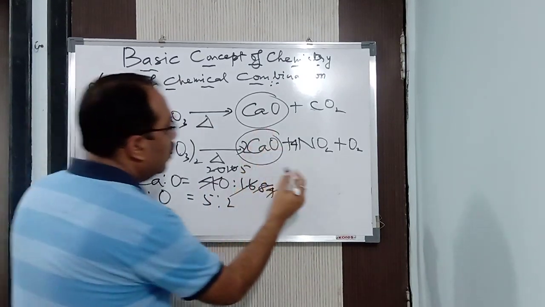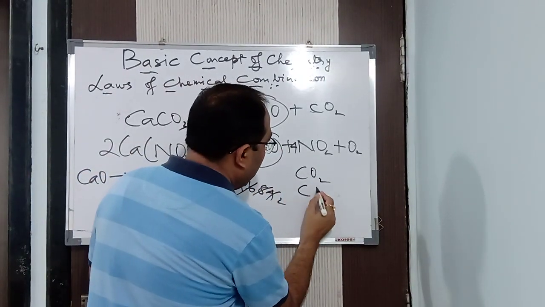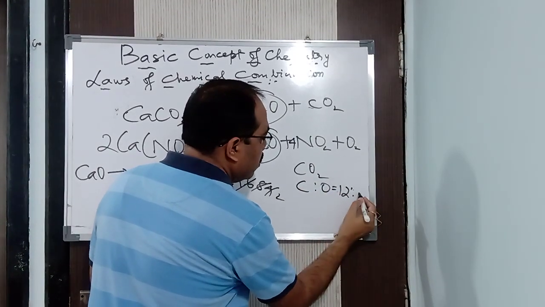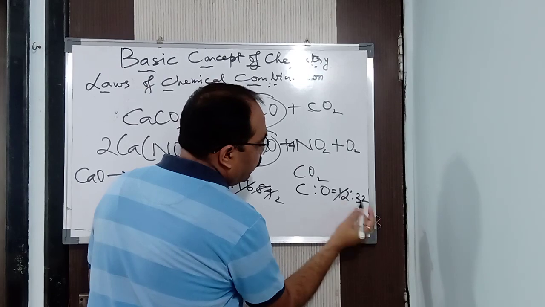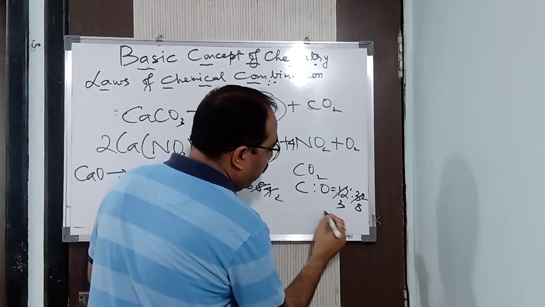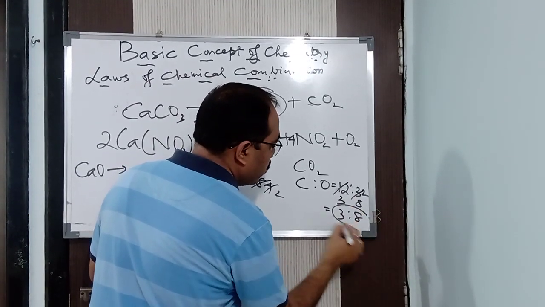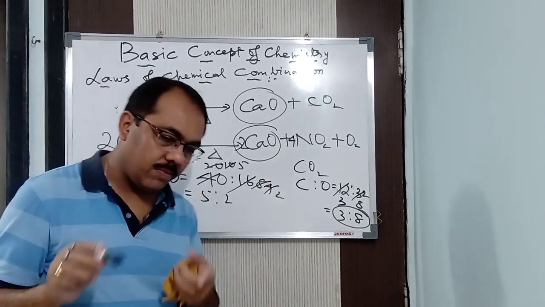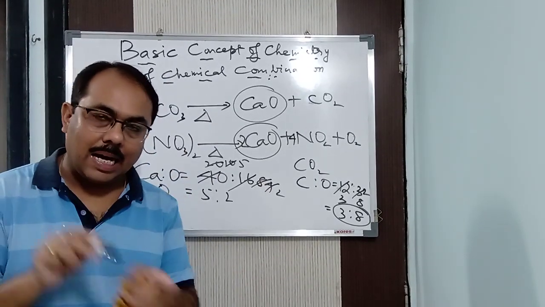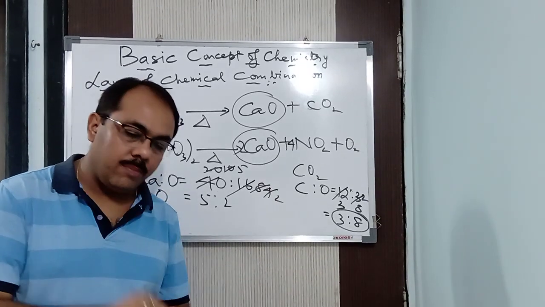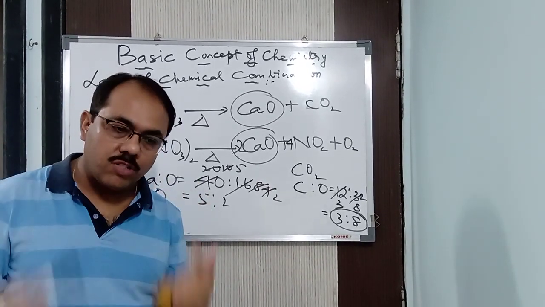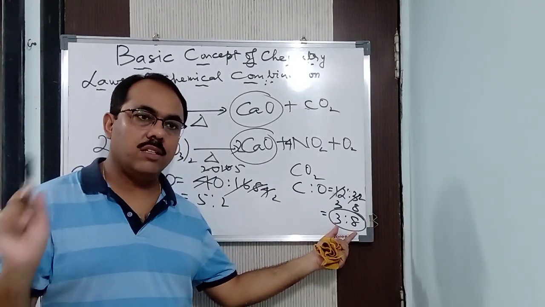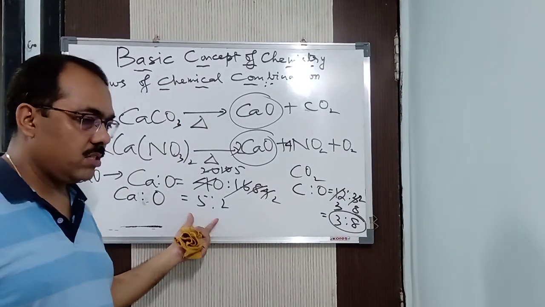Let us see this also, carbon dioxide. So carbon to oxygen is how much? Here carbon is 12, oxygen is 32. So 4 into 3, 4 into 8. So what we got as the ratio? 3 to 8. So from whichever source you collect carbon dioxide, whether by heating calcium carbonate, by heating carbon and oxygen, or by heating carbon monoxide and oxygen, the ratio of the elements is always fixed, it is constant. Here also it is fixed, it is constant.